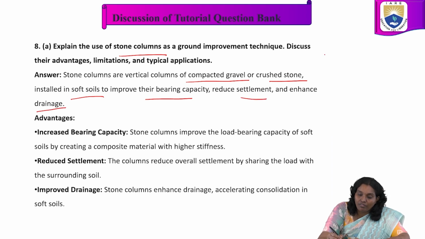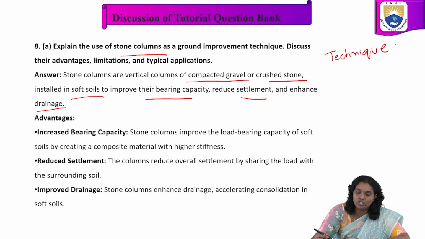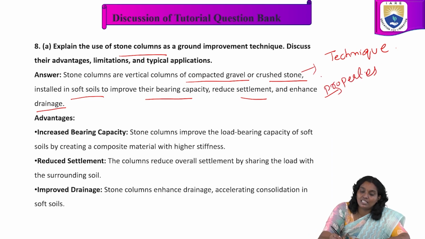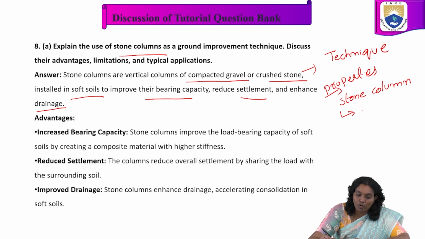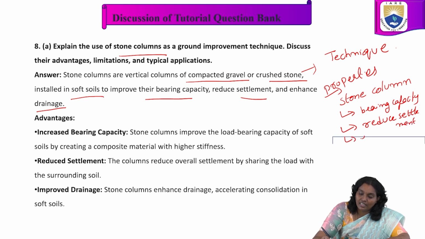So for any type of technology, whatever technique we are choosing, which properties are going to improve, we have to write in our examination. For example, consider these stone columns. Once we consider the ground improvement technique as stone columns, what properties are going to change? Bearing capacity is going to enhance, it will reduce the settlement and enhance the drainage.